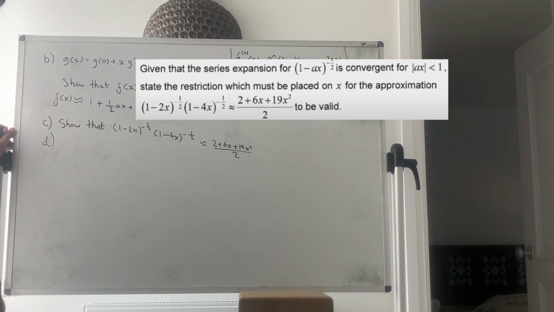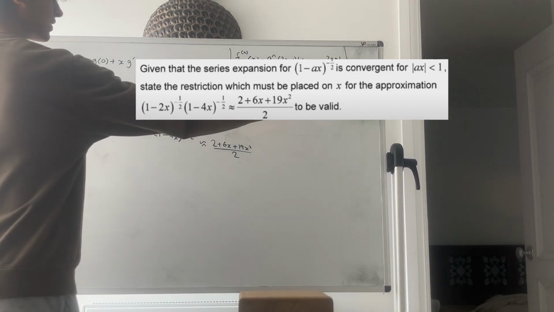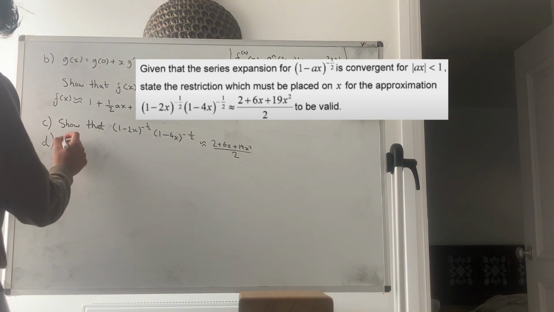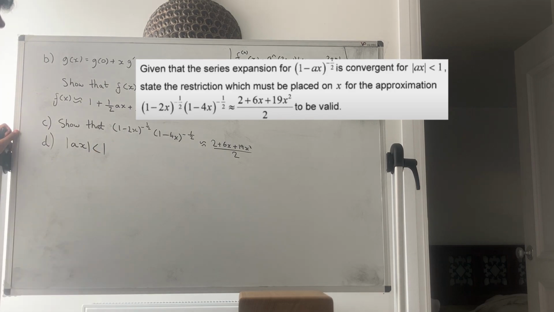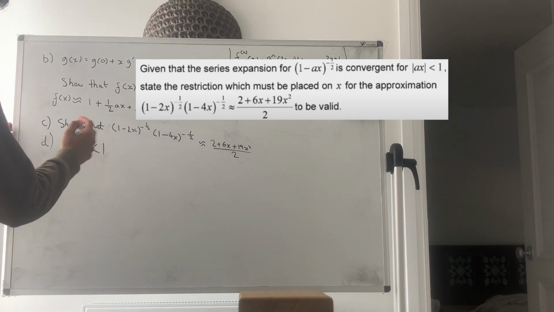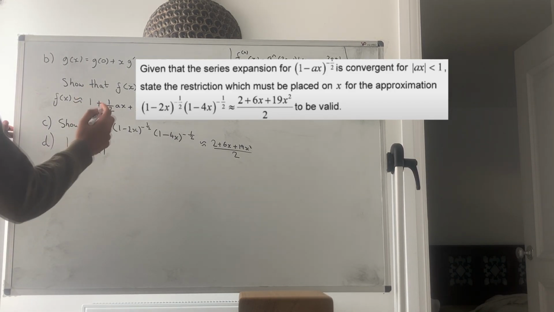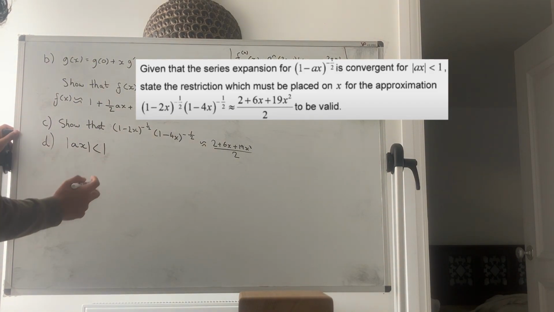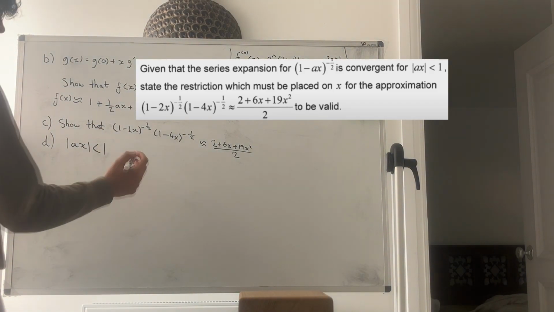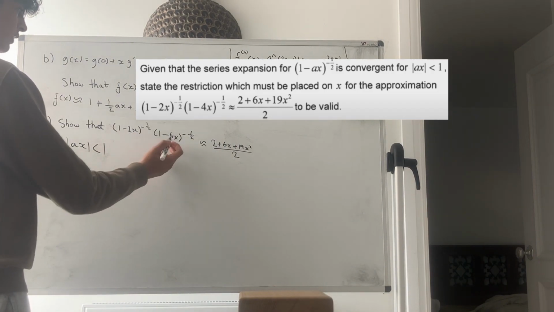In part D, we're given that in order for f of x, being this function, to converge, we have a restriction that the modulus of ax, or the absolute value, must be less than 1. And it asks what restriction on x must be placed in order for our functions to hold true. So in order to do that, we have been given two restrictions. We've been using a equals 2 and a equals 4.